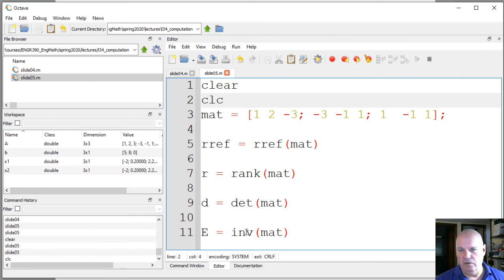Again, sometimes if a matrix is not invertible, you'll get an error when you try to compute the inverse of the matrix. An invertible matrix has a non-zero determinant. So if this matrix is invertible, its reduced row echelon form should be the identity matrix. It should have a rank of 3. It should have a non-zero determinant, and of course we should be able to compute the inverse.